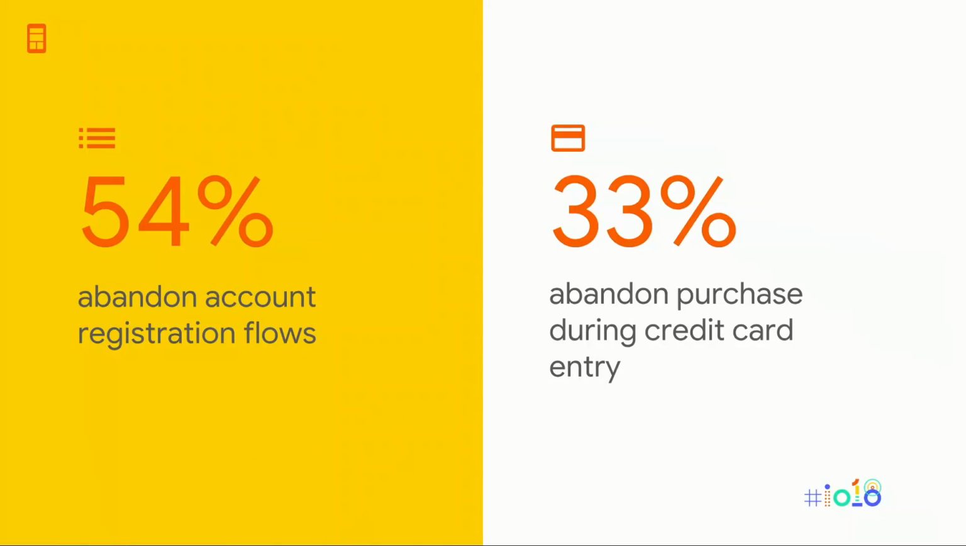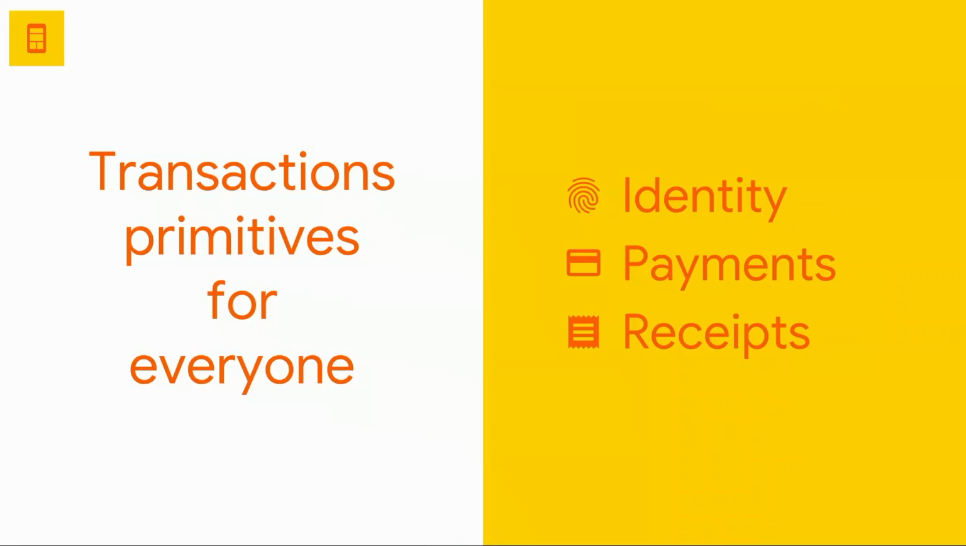For example, 54% of users abandon account registration flows when you show them a registration form. And 33% abandon purchase flows when you show them the credit card entry stage. Nobody likes to fill out a form, especially on mobile. So to solve this problem, the Actions team at Google worked with a few merchants to provide a seamless transaction experience with AMP Pages, Google Sign-In, and GPay for sessions starting from the Google Assistant or Google Search.